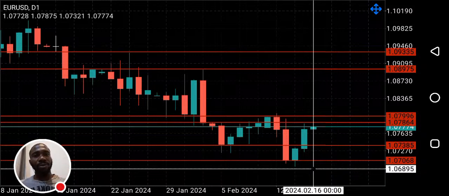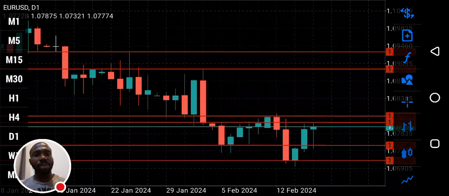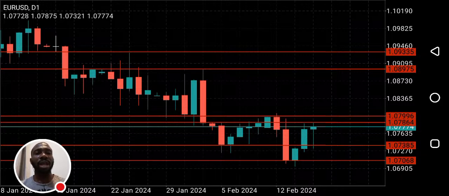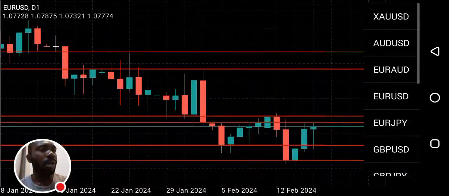So my bias for Euro USD technically is bullish. Technically, okay, it is bullish. GBP USD bullish, Euro USD bullish, Australian dollar USD bullish. Okay, the only thing that will make these pairs go bearish would be fundamentals. Technically, they are bullish. Okay, so let's go to which other pair?